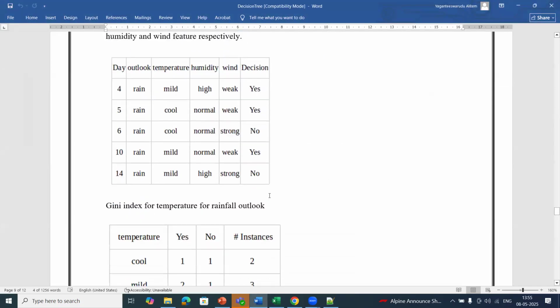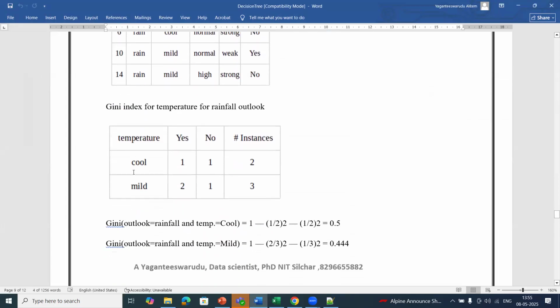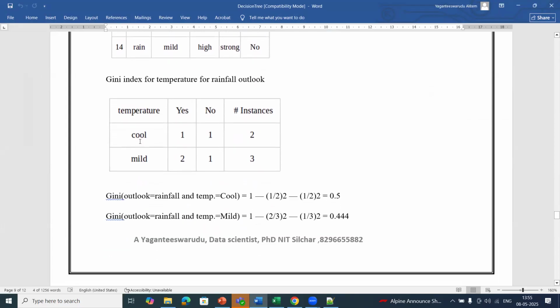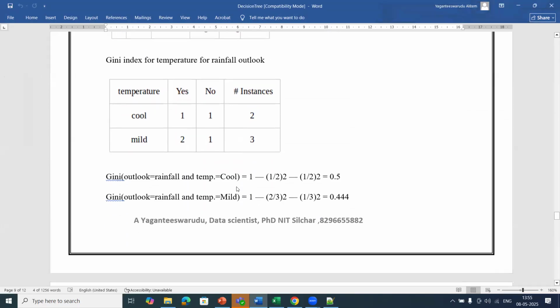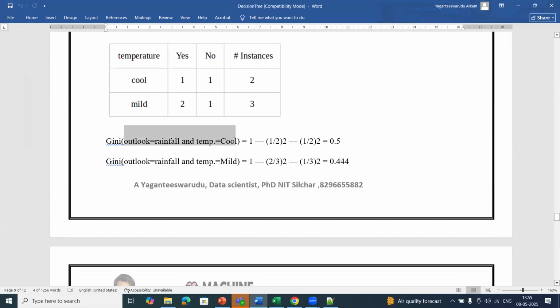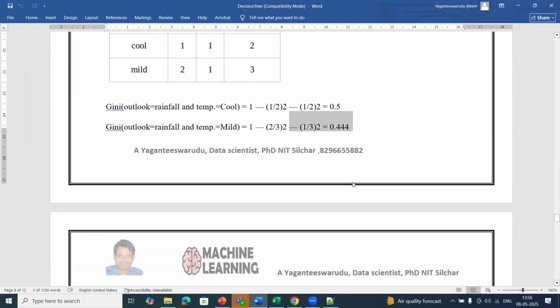So similarly, calculate the Gini index for temperature. For temperature, there are two values, cool and mild. Just filter the Excel and you can get these values. Cool: one yes, one no, total two instances. Mild: two yes and one no, so three instances in total. Calculate the Gini index for outlook rainfall with temperature cool and temperature mild. So 1 minus (1/2)^2 minus (1/2)^2, that is 0.5. And for mild, 1 minus (2/3)^2 minus (1/3)^2, that is 0.44.